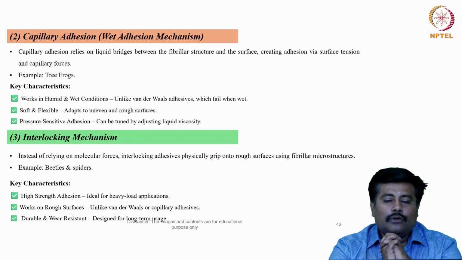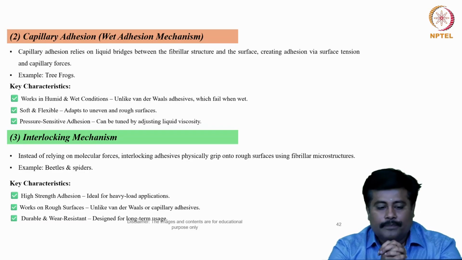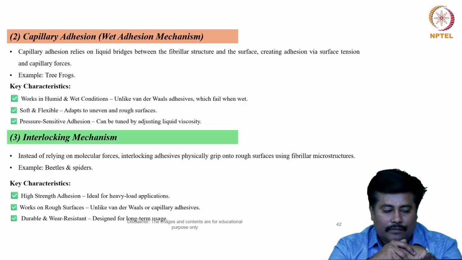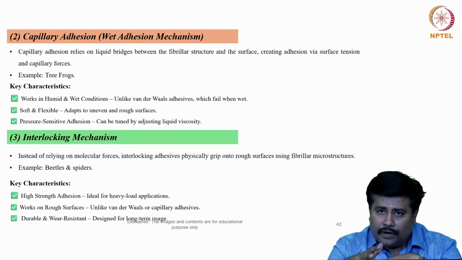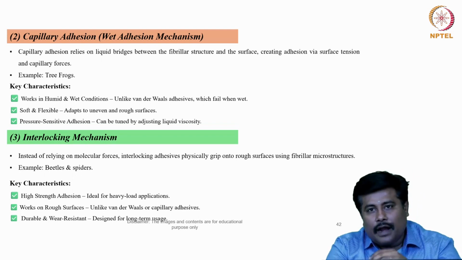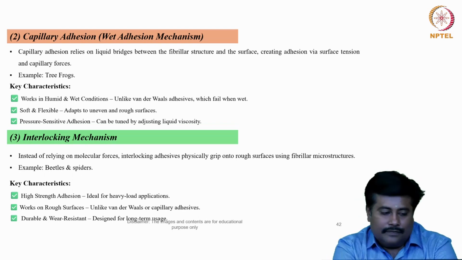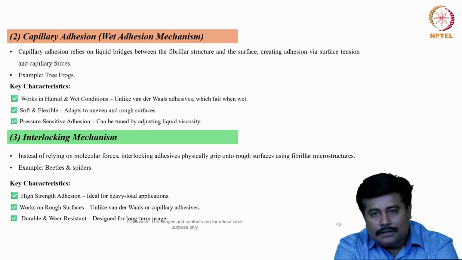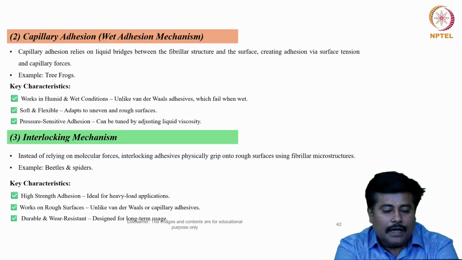Now let us look into its key characteristics. It works in humid and wet conditions, unlike van der Waals adhesives, which fail in wet conditions. These are soft and flexible, so they can adapt to uneven and rough surfaces also. It is a pressure-sensitive adhesion, and it can be tuned by adjusting the liquid viscosity.